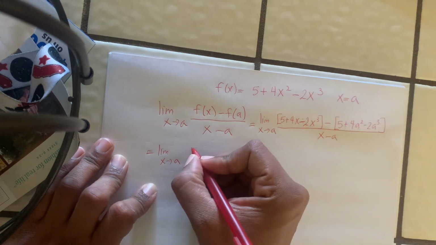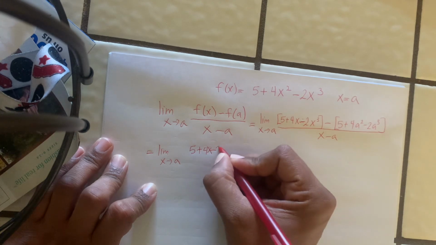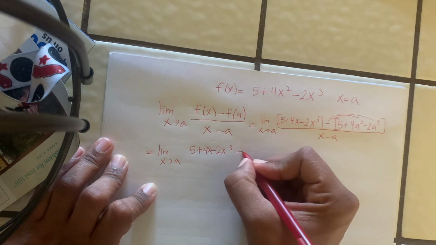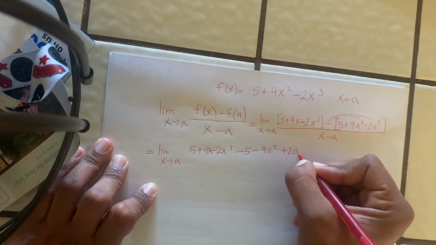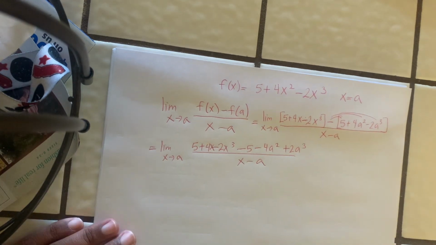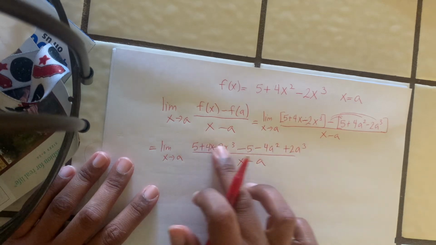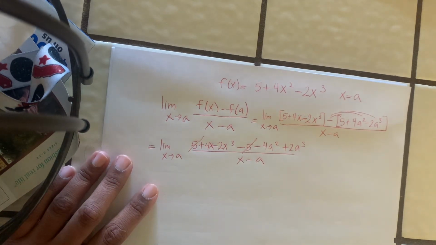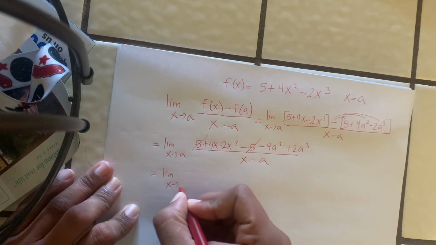And then I'm going to do this a little bit long-winded. I'm going to rewrite this, and I'm going to distribute the negative. So minus 5 minus 4a squared plus 2a cubed over x minus a. Now, the only way I can progress with this is if I'm able to figure out a way to factor out an x minus a. The first thing I notice is this 5 and negative 5 cancel, which is nice, because remember, we know we're doing this right if things start to cancel.